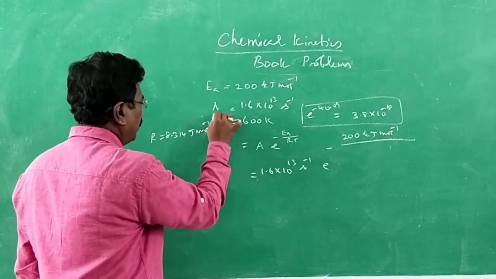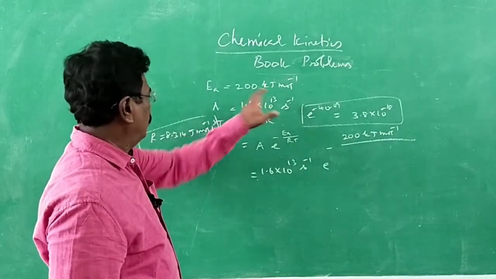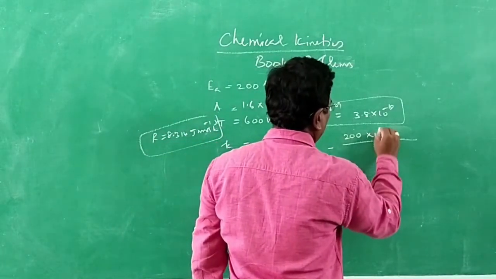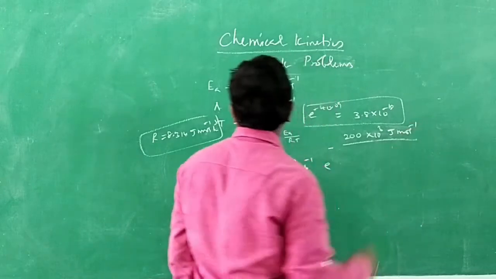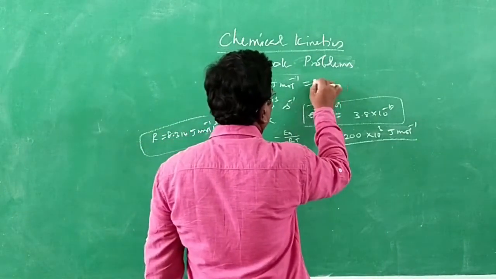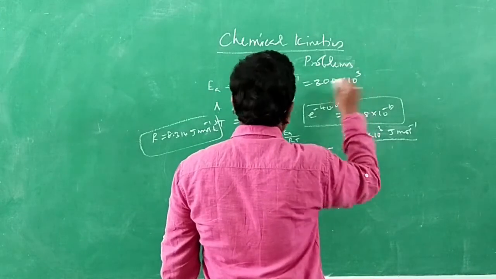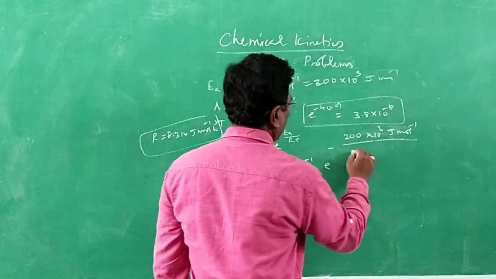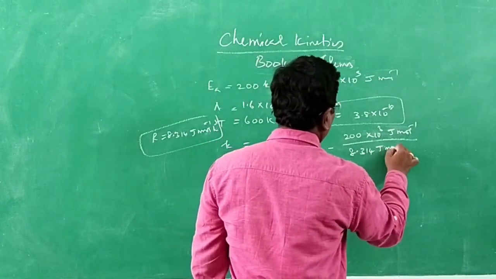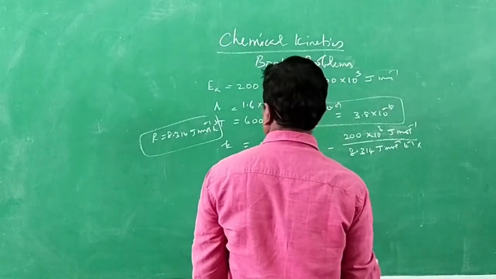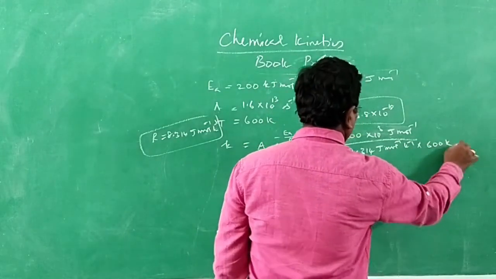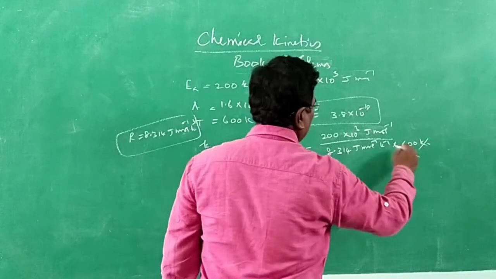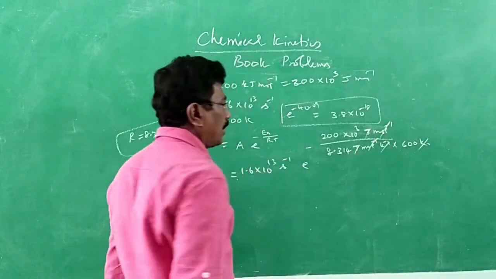But here energy of activation is given in kilojoule. It will not match. It has to be converted into joule by multiplying with 10 power 3 joule per mole. 200 kilojoule per mole is nothing but 200 into 10 power 3, it has to be multiplied by 1000, joule per mole divided by R, 8.314 joule per mole per Kelvin into T. T is 600 Kelvin. Joule, joule cancel, Kelvin, Kelvin cancel, mole, per mole cancelled.